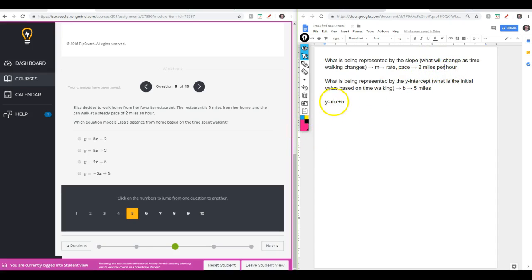So back to this. So if I think of this as 2, now the question is which equation models Elisa's distance from home based on the time spent walking? So if I'm at a restaurant, but I want to know how far away I am from home, this is initially 5 miles. So after 1 hour, she's covered 2 miles. So from home, she is now only 3 miles. So her total distance decreased. So this is what would be represented as a negative slope. So that's why it's a negative 2x, because she's decreasing her distance from home.